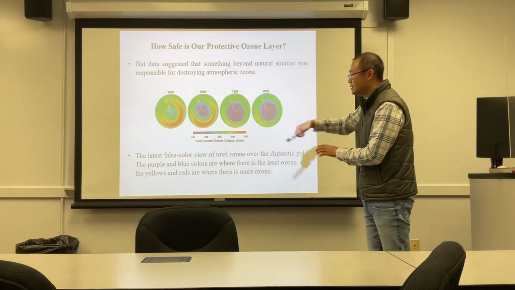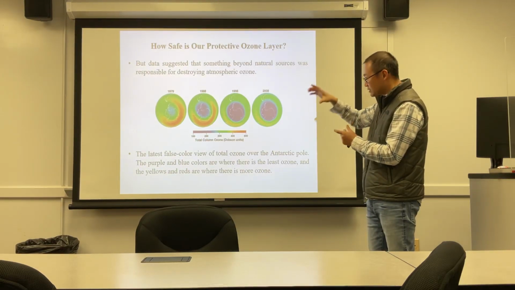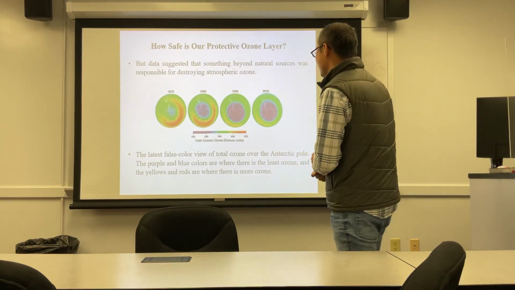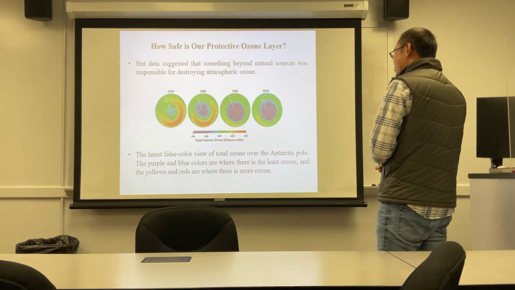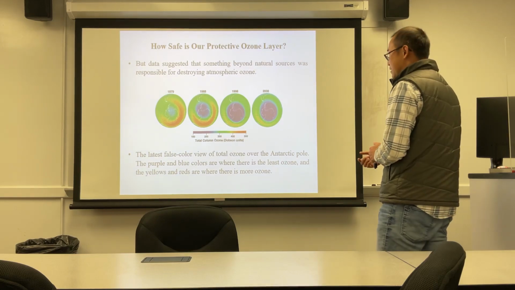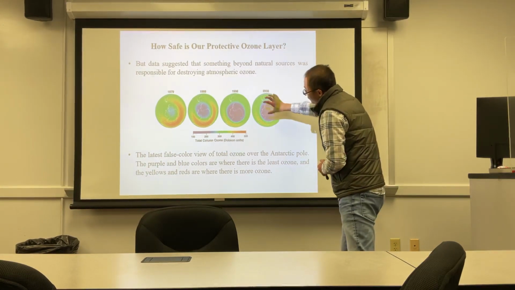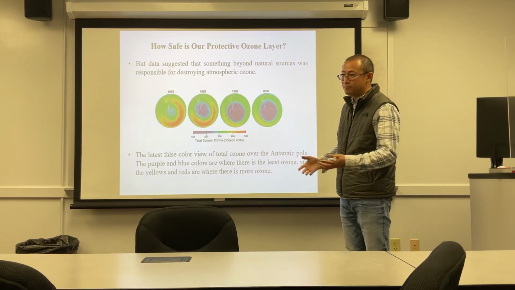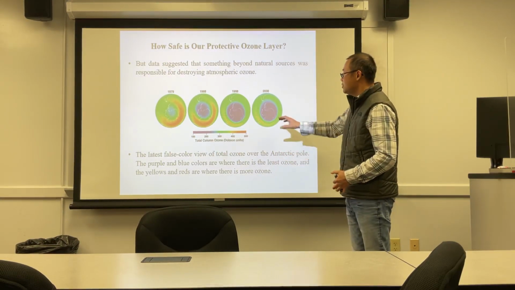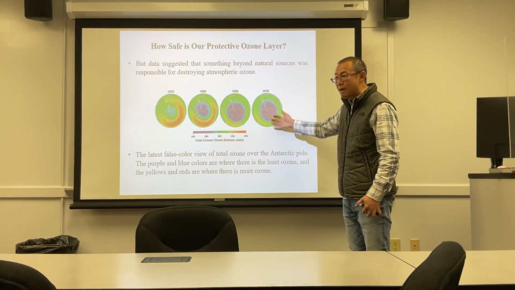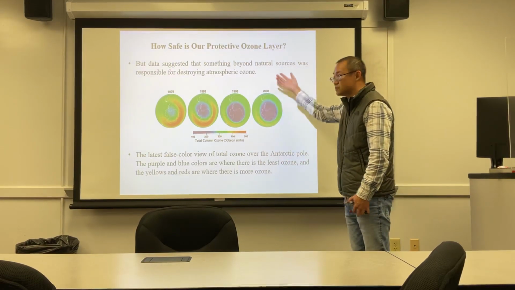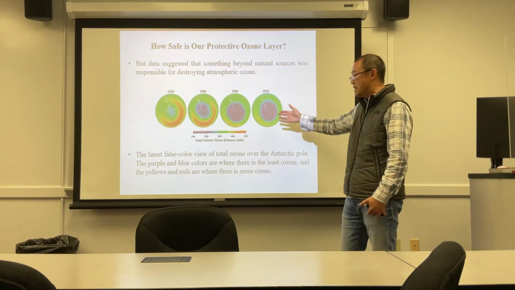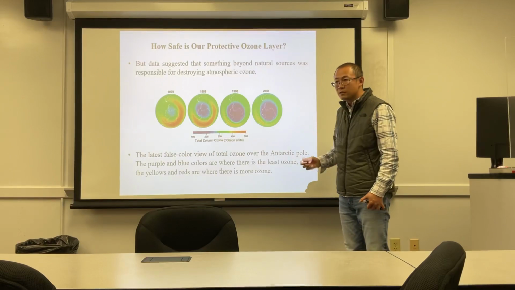You can see that the ozone concentration is getting lower and lower. This is our Arctic pole. The purple and blue colors are where there is the least ozone. This means that, although no people are living there, there's a concern living things will be damaged under this area, because the ozone layer is too low, and there will be more UV radiation than anywhere else on the Earth.